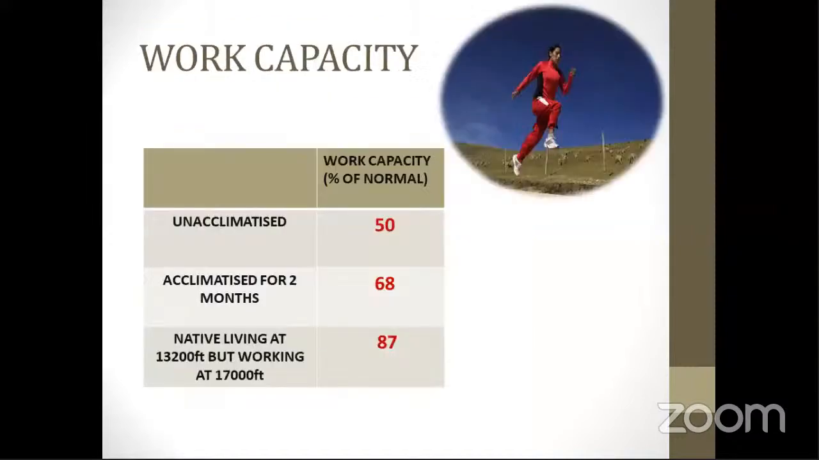And what about the work capacity? I told you work capacity is generally decreased. In an unacclimatized person, the work capacity, when compared to a normal person living at sea level, is 50%, whereas in an acclimatized person after 2 months, the work capacity will improve up to 68%, whereas work capacity in natives living at 13,200 feet is around 87%.